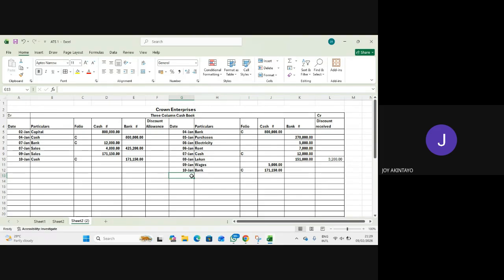So we say the same date, January 10, then we say stationery. How much stationery? It was paid by cash, 5,000 naira.